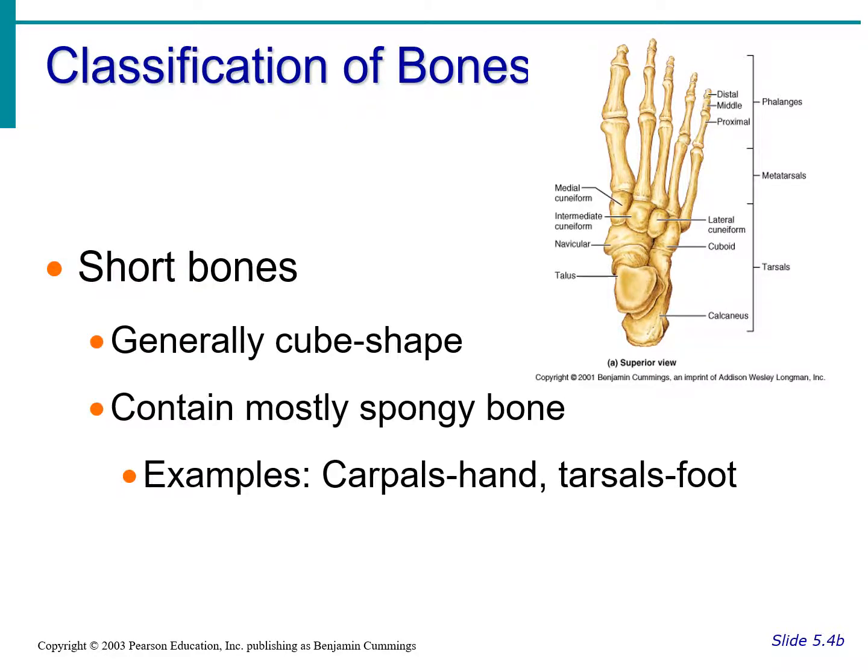When you look at short bones, they're generally cube-shaped. They contain mostly spongy bone, and the examples of types of short bones are the carpals of your hand and the tarsals of your feet, all those little bones in the mid portion of this foot.